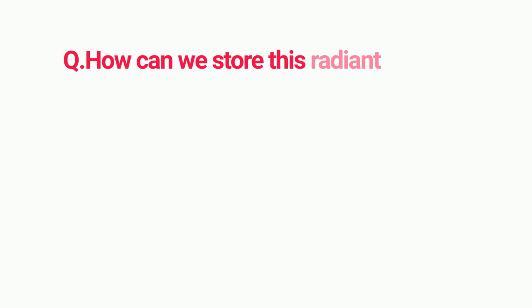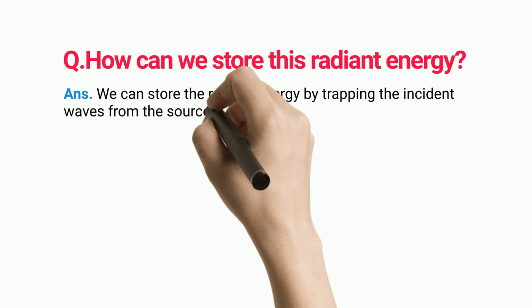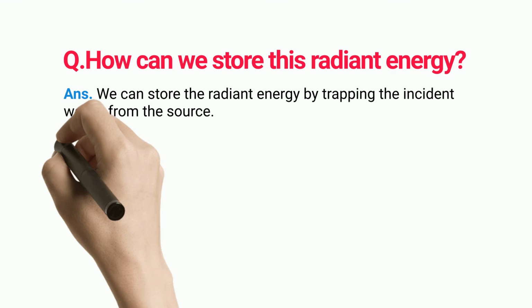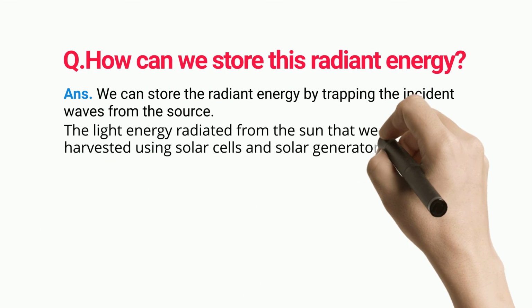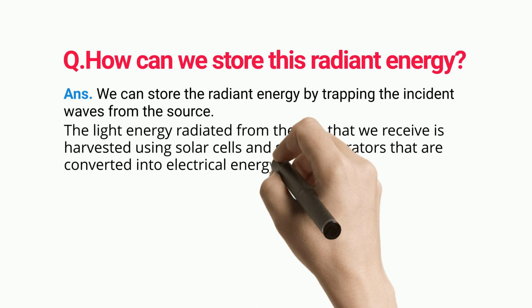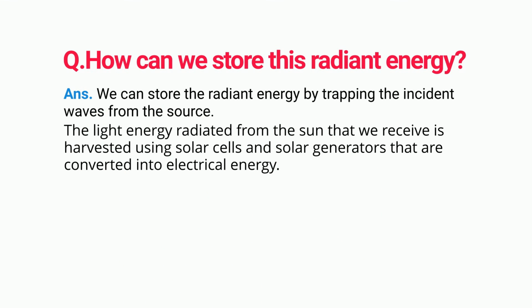How can we store this radiant energy? We can store the radiant energy by trapping the incident waves from the source. The light energy radiated from the sun that we receive is harvested using solar cells and solar generators that convert it into electrical energy.